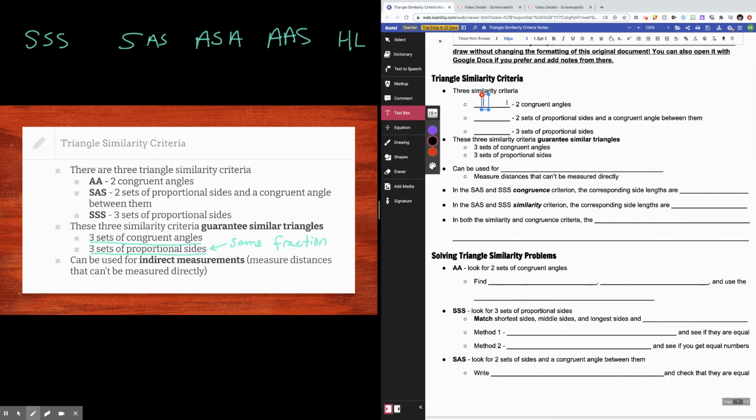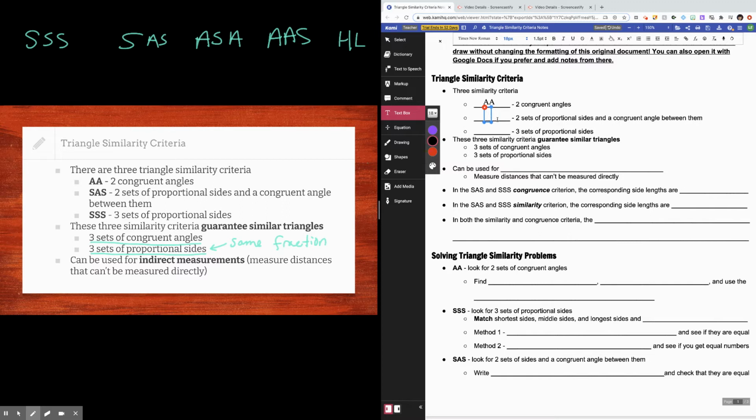Your 3 triangle similarity criteria are angle, angle, right? Some people will call it AAA. But if you know 2 angles in a triangle, then you automatically know the third, because all of the angles in a triangle have to add up to 180, no matter what the triangle is. So if you know that you have 2 sets of congruent angles, then the triangles are similar.